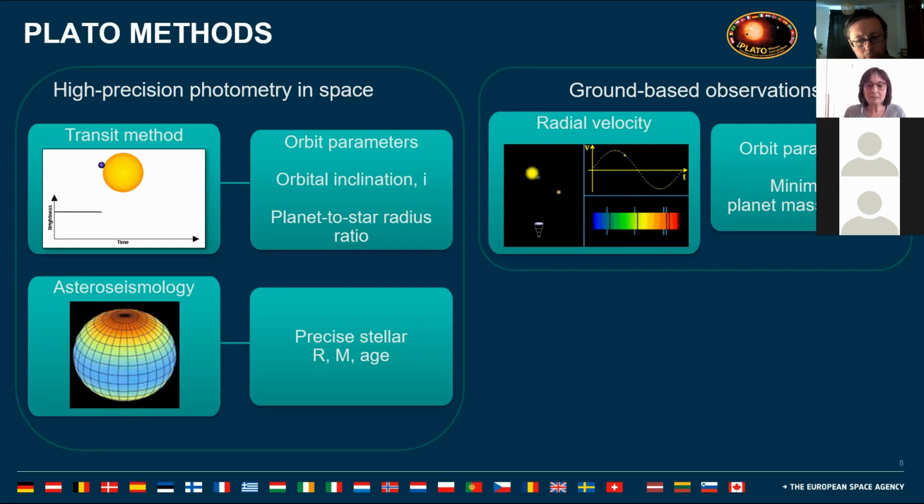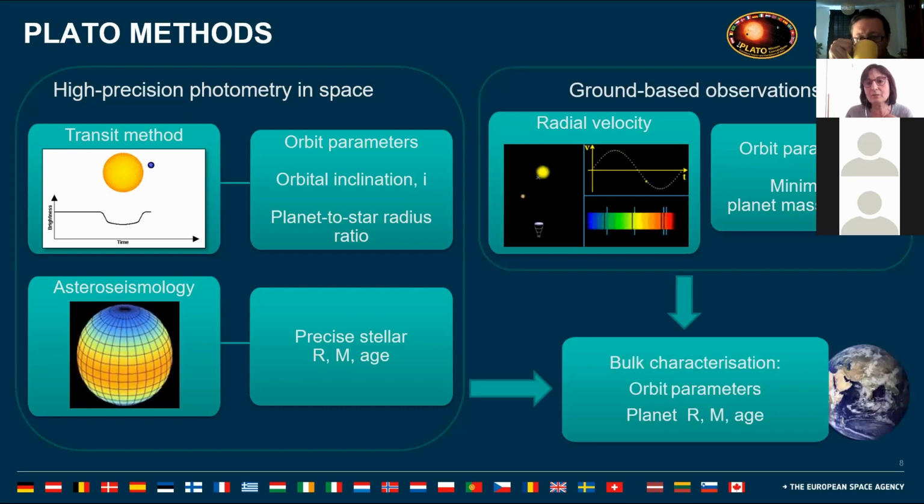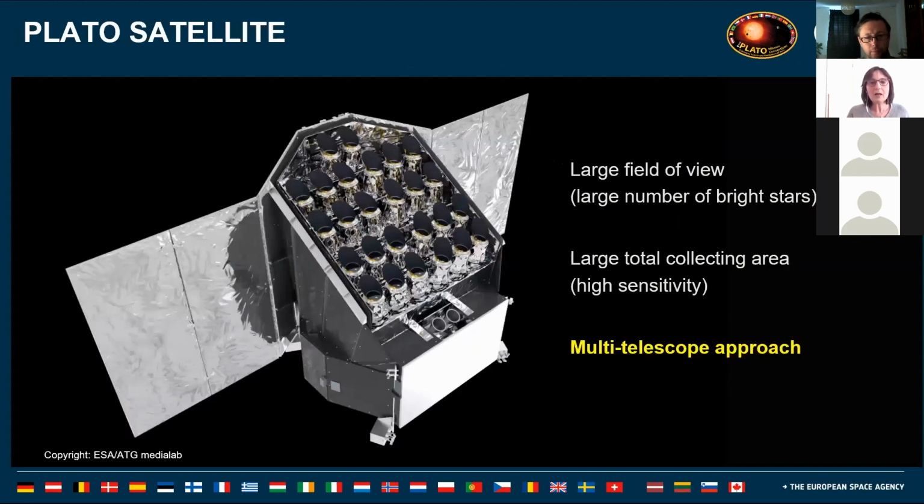And with this, we can determine also other orbital parameters, and then we can determine the minimum planet mass. But when we combine the minimum planet mass from the radial velocity method with the orbital inclination that is provided by the transit method, then we have the bulk characterization of the exoplanets. And as I said before, we have accurate radius, mass, and age. Well, these are the reasons why we want to have PLATO and also the methods that PLATO will use.